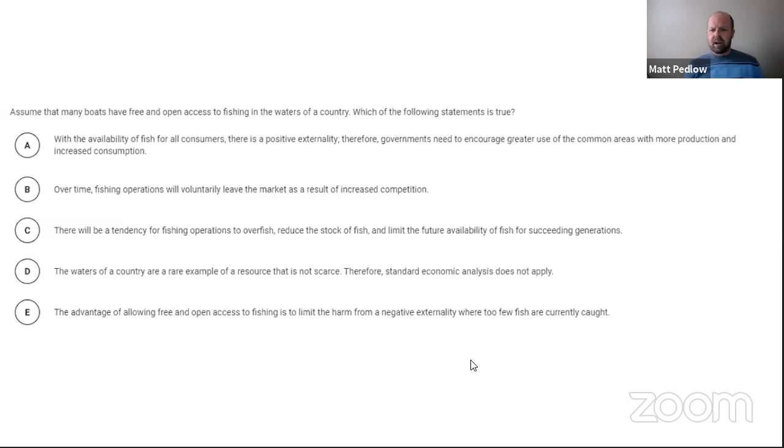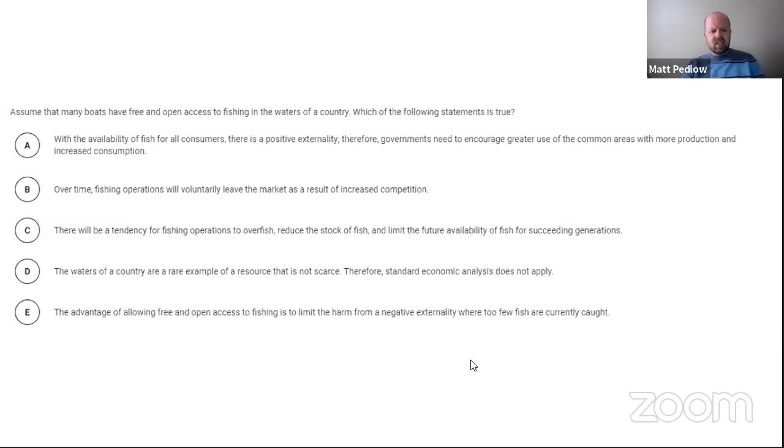Governments need to encourage greater use of common areas. I would say not. We don't want to kill every species of fish around the world by encouraging everyone to go take as much as they want. B, over time, fishing operations will voluntarily leave the market due to increased competition. Probably not. That could potentially be true, that maybe there's so much competition there's no money anymore, but that's not definitely true, and we certainly don't know.